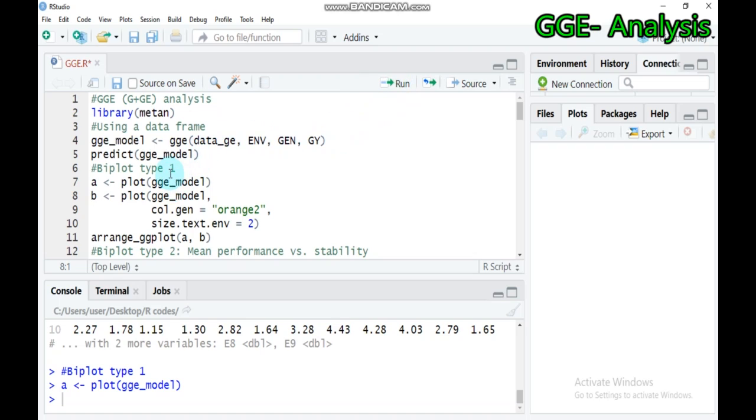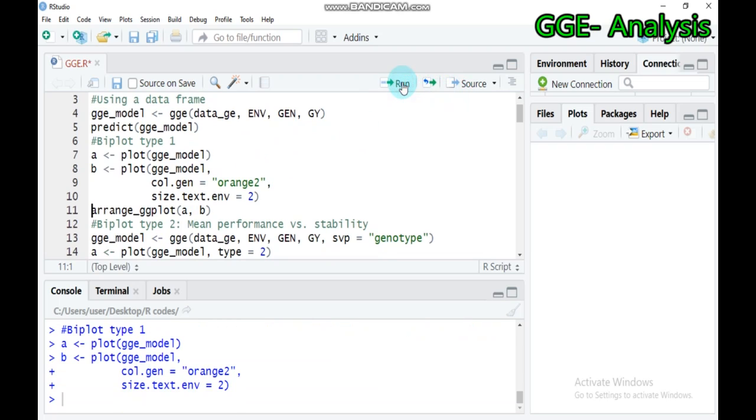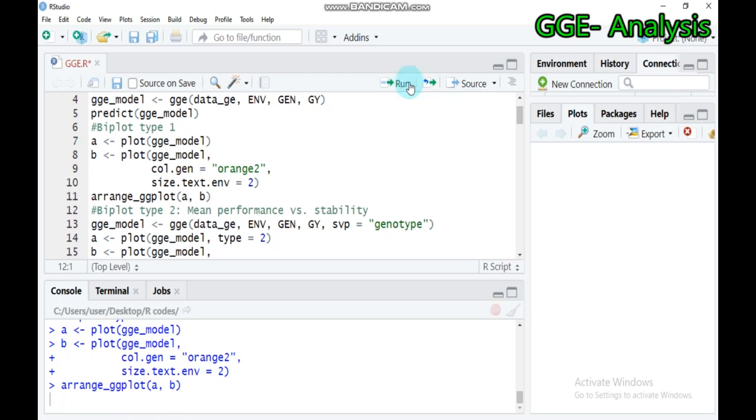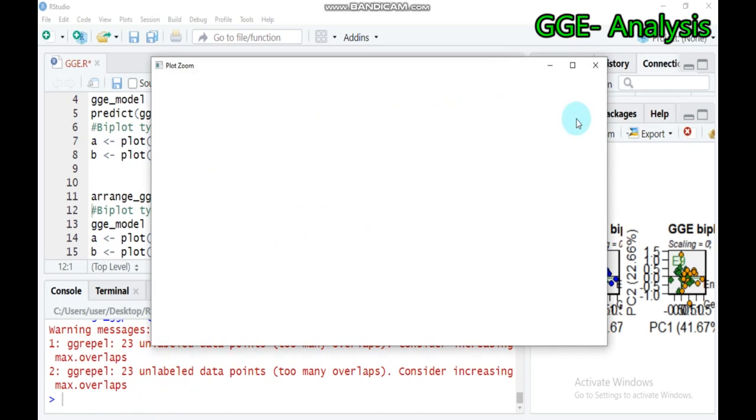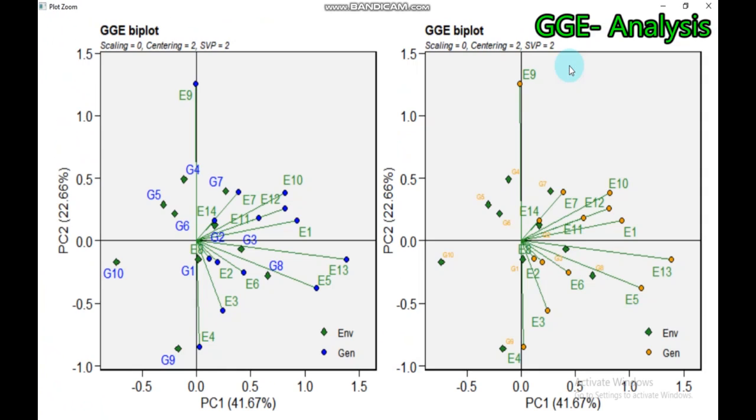So type 1 is the basic plot that shows you the basic one. Let me arrange the plot together. As you see here in the graph, it will display the genotypes as well as the environments all together. By the way, these biplots are similar, but their difference is their color, which may depend on your preference. You can add either yellow, red, or blue, whatever you want, you can adjust in this way.